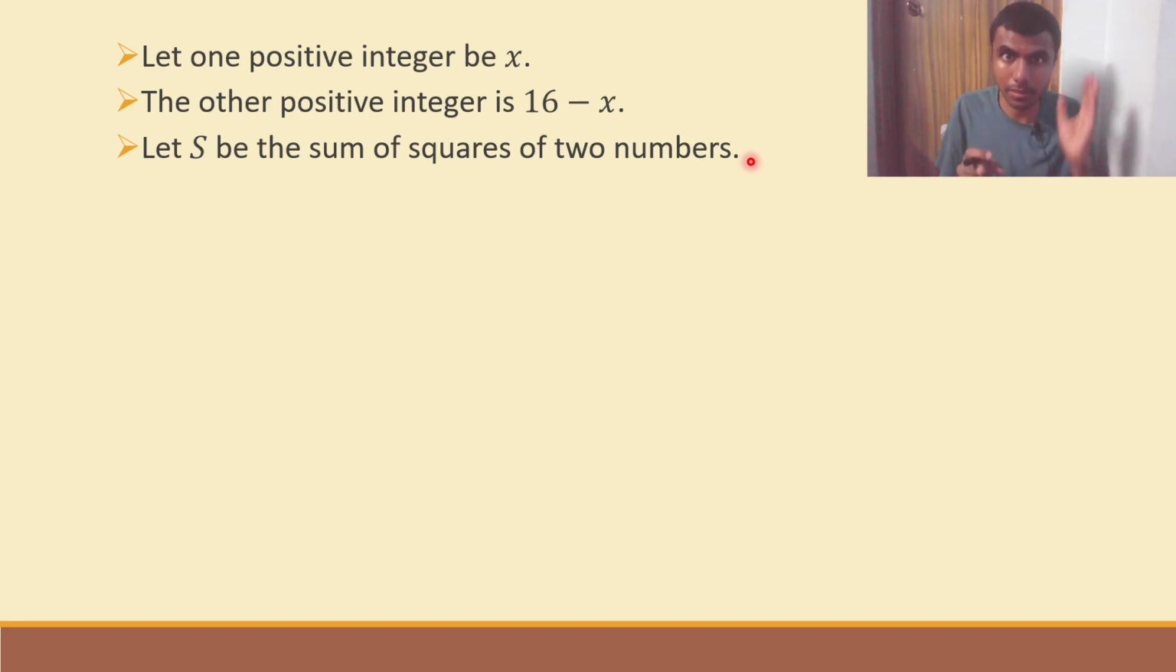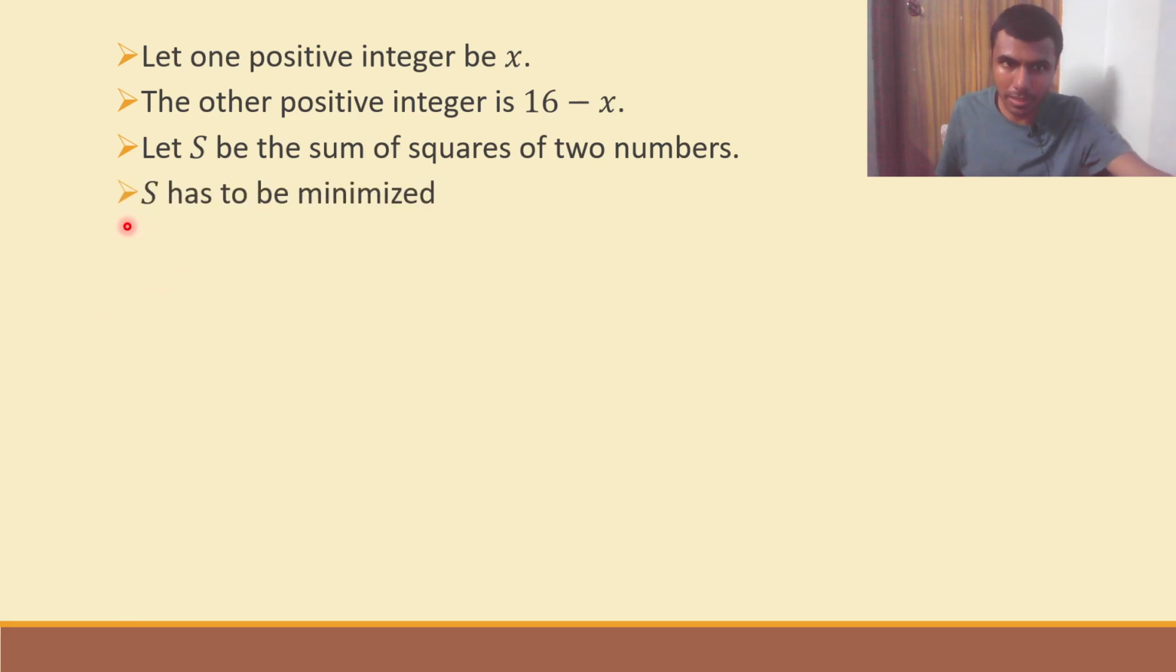That is what they're asking. Sum of squares of two numbers. And s has to be minimized. They told that this has to be minimum. Sum of squares should be minimum. s has to be minimized. How? That we will see slowly.